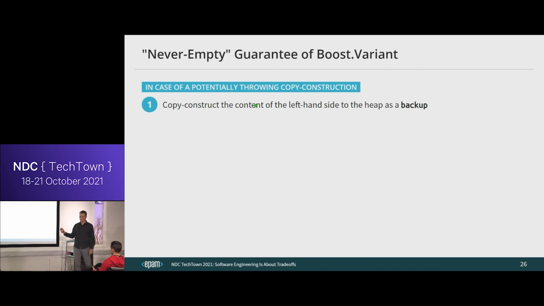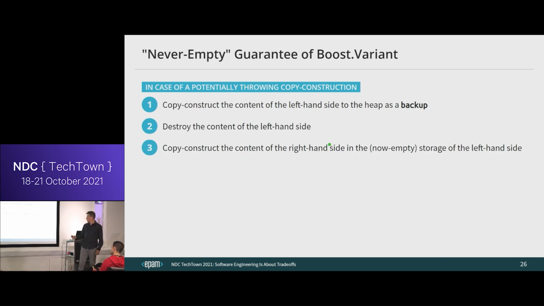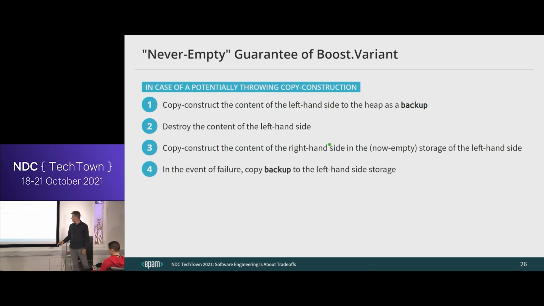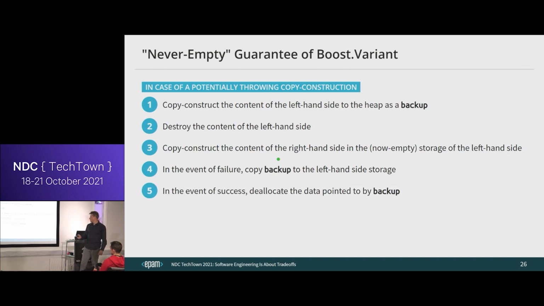Consider this an array of 1,000 elements. Then we are destroying what's in the variant, copy constructing the content of the right-hand side into our variant, and if there is an exception, we copy the backup back again, hoping that it will actually succeed, because maybe it doesn't have to. In the event of success, deallocate the data pointed to by backup, right? So we are freeing the memory. So this is the cost of providing strong exception safety guarantee to variant, right?